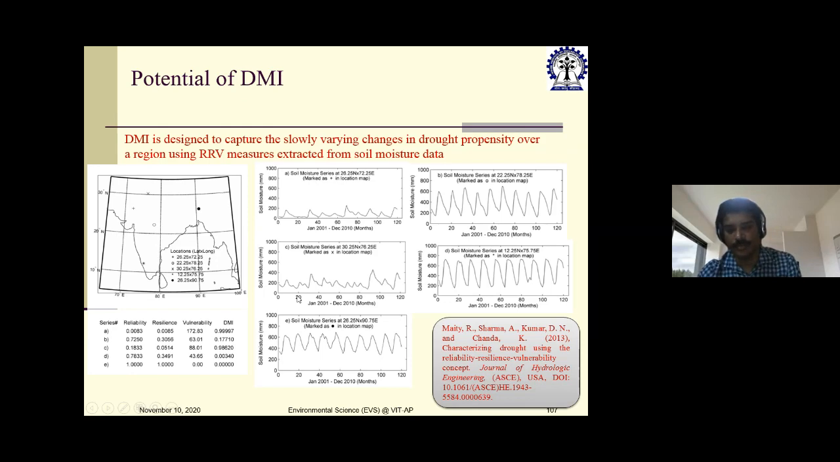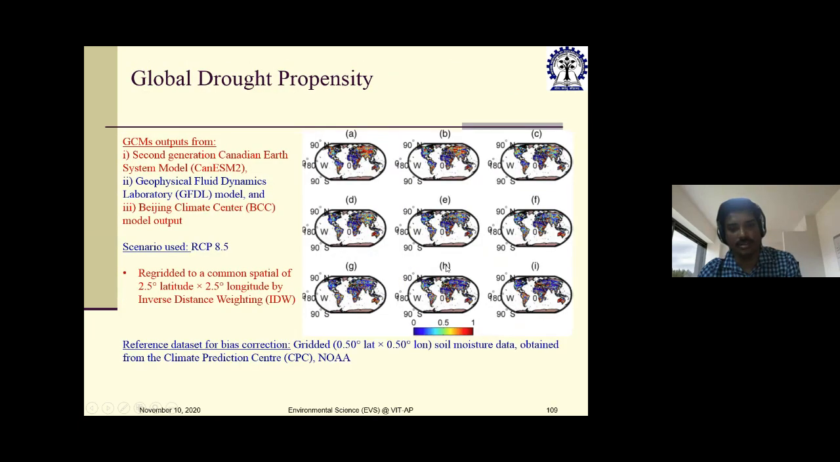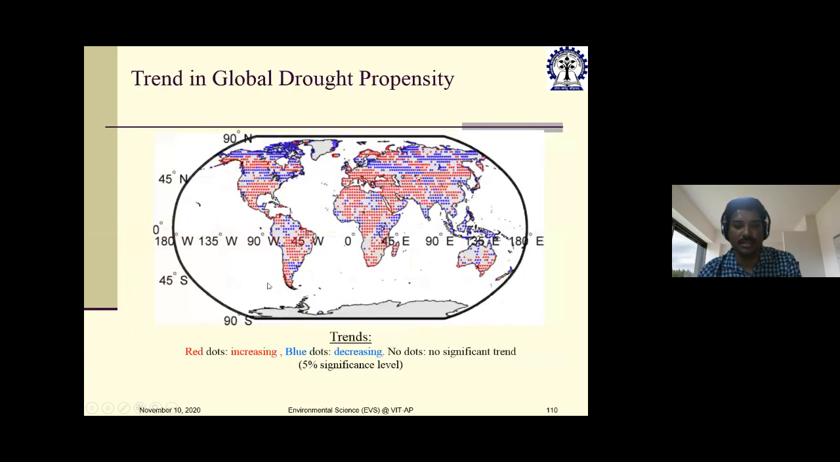So again, there are some changes in how this index is changing all over India, and their trend also, how it is changing. And then the analysis is over the entire globe for the different parts, how it is changing. So there is a visible change in the future between the southern part of India and the northern part of India, apart from other regions in the world.